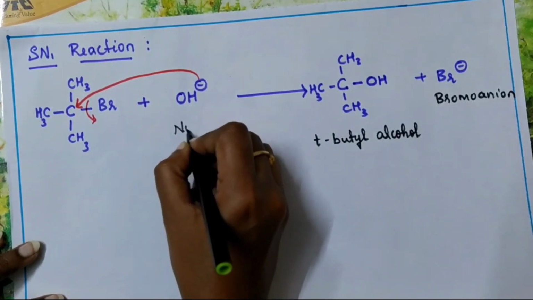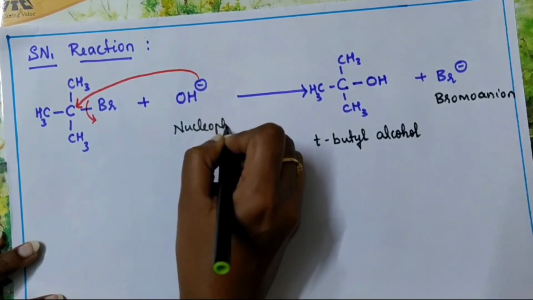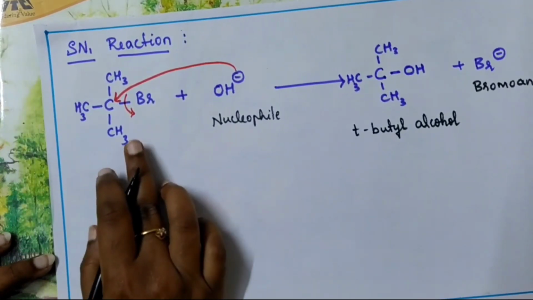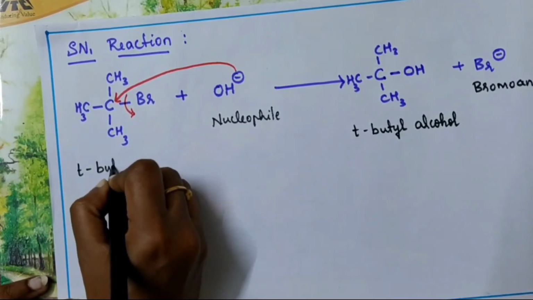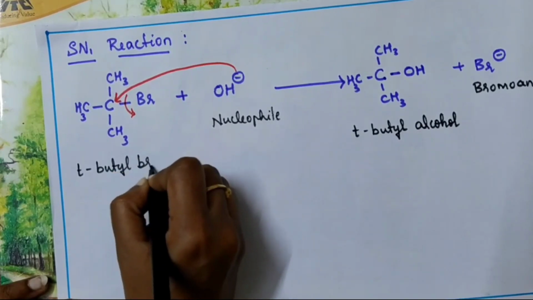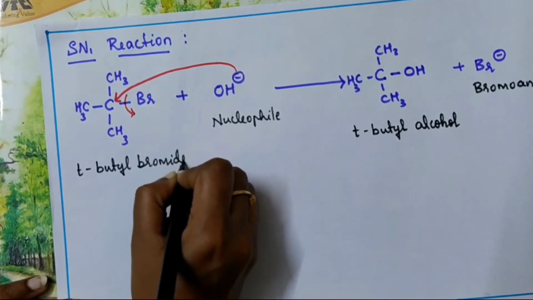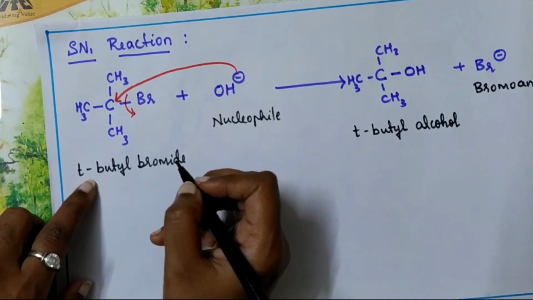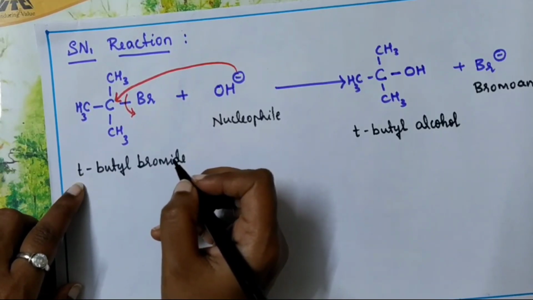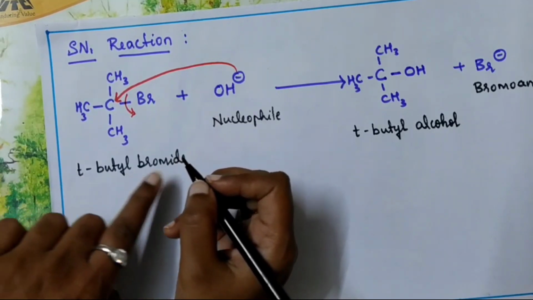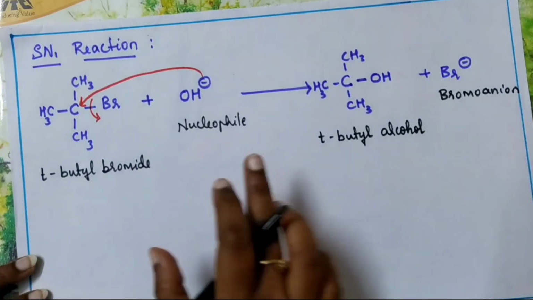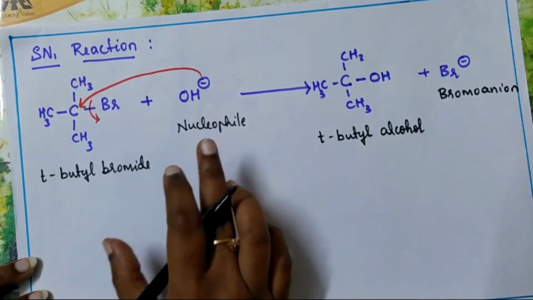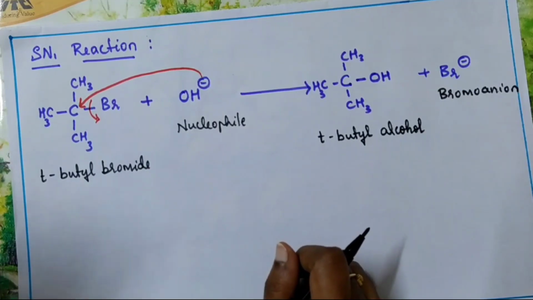OH minus acted as the nucleophile. And what is the name of this compound? Generally it is tertiary butyl bromide. If you write a small t with a hyphen, it means it is tertiary. Tertiary butyl bromide. Understood, guys? This is how you can write the general reaction for the SN1 reaction.